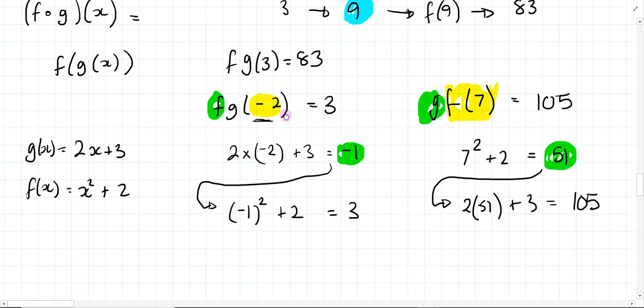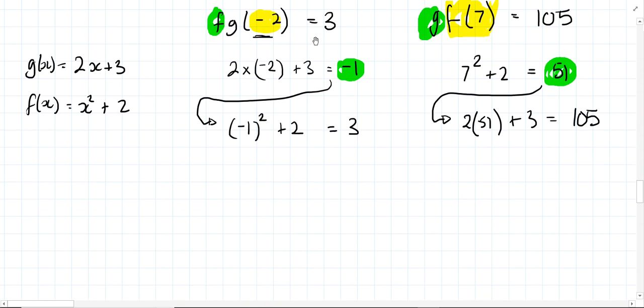So the next question would be, well, I can put numbers in and I can get the numbers, but there is another way of doing it, which is where, what if I actually asked you for what is fg of x?